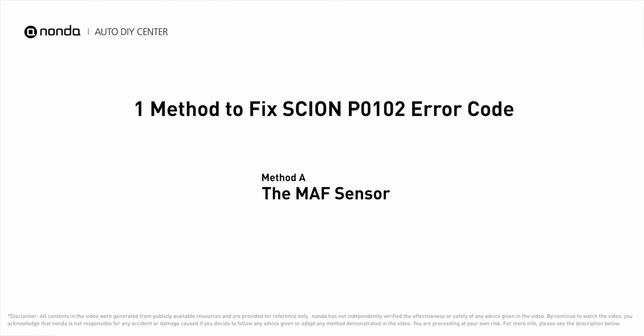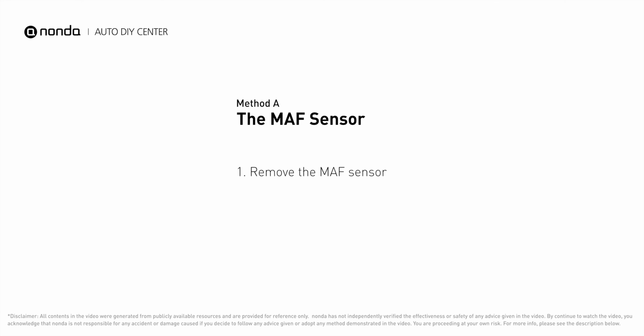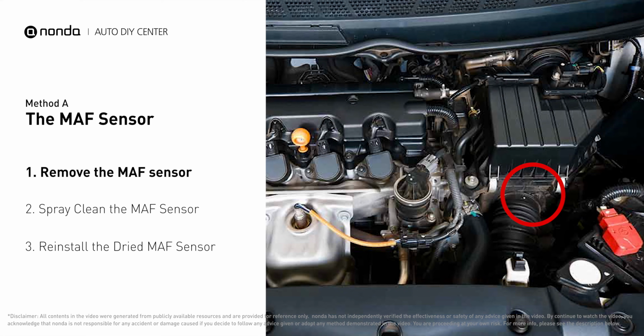Here are one of the most practical solutions to fix Scion's P0102 error code. Method A, MAF Sensor. MAF sensors are located between the air filter and the throttle body.